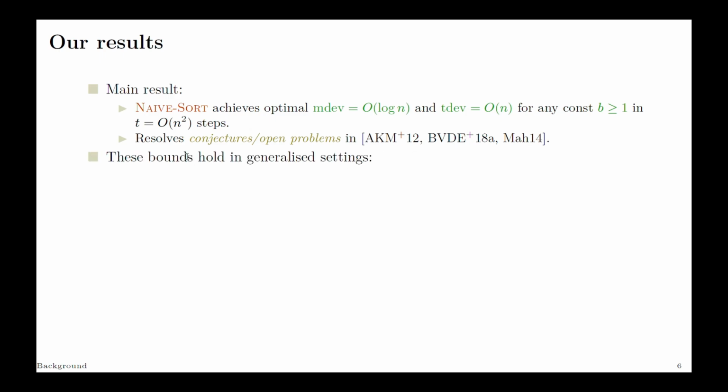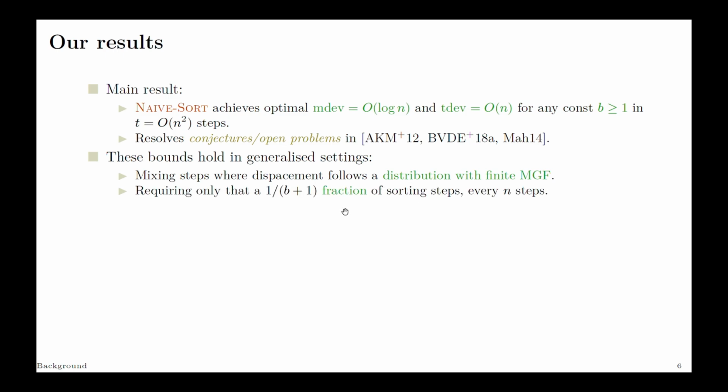These bounds hold also in more generalized settings. So, for example, where the mixing steps' displacement follows a distribution with finite moment generating function. An example is a geometric random variable with a hotspot adversary. We also relax the assumption requiring that only a 1 over b plus 1 fraction of the steps are sorting, and this holds for any window of n steps. And for some of our bounds, for example, maximum deviation, it holds for non-constant b, and these are asymptotically tight.